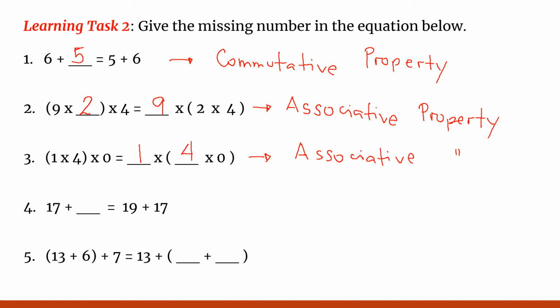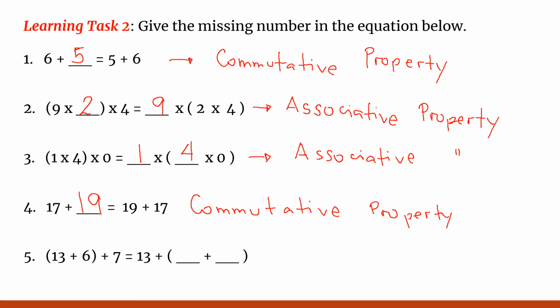Next, problem number 4. 17 plus blank equals 19 plus 17. So ang kompletong side yung kanan, which involves 17 and 19. Diba? So obvious, sa kaliwa, ano ang nawawala? Ang nawawala dun ay yung number na 19. And if you observe, 17 plus 19, naging 19 plus 17, nabago ang order. So again, ang ginamit ay commutative property. Okay? So commutative property ulit ang ginamit.